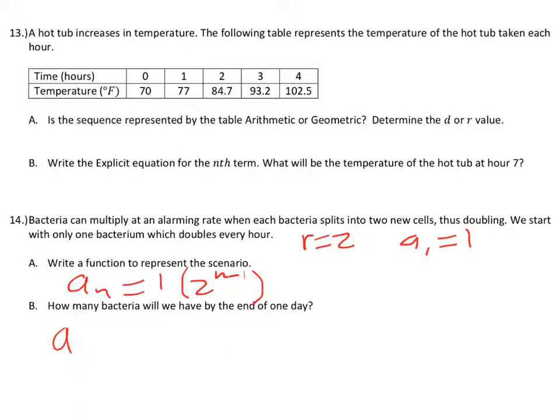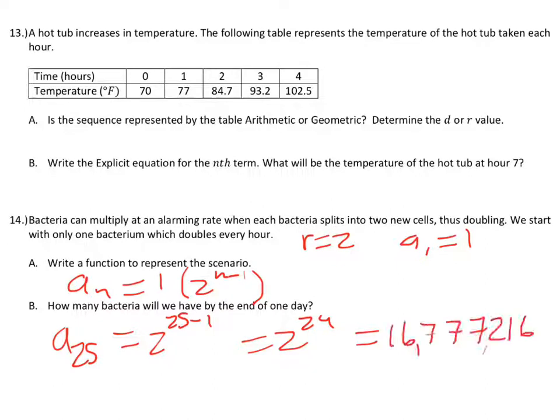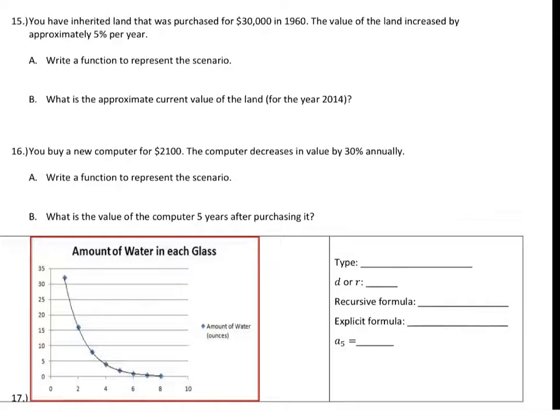At the end of one day, which is 24 hours, we're going to have n. Our n is the terms in the sequence. The first term, the 0 hour, is not hour 1, so we're going to have to plug in 25. So we're going to have 2 to the 25 minus 1 power, which is 2 to the 24th, which is going to be a really stinking large number. Hold on. Okay, I guess that's not too bad. It's just about 16,777,216.